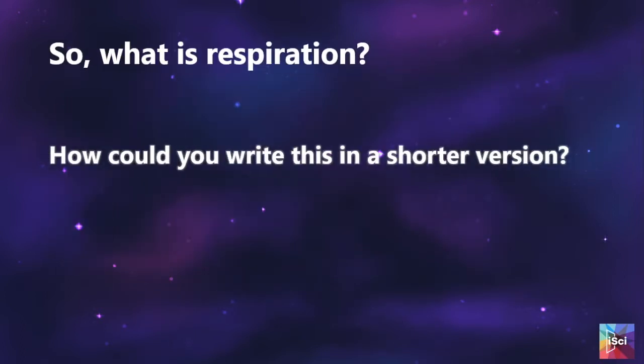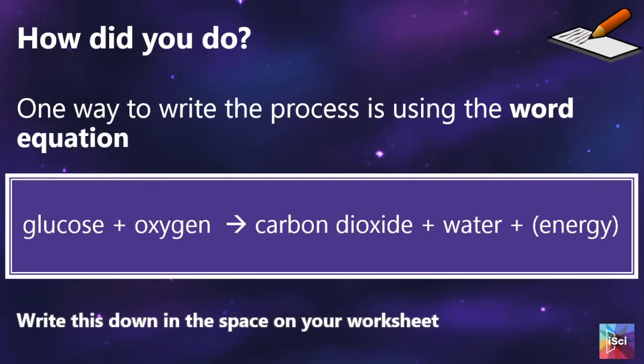So then we start to introduce how can you write these sorts of processes in a shorter version. So we start to introduce word equations. So they know that these are the things that are involved and these are the things that are produced by the mitochondria. And this is a nice short version of writing down everything that happens in respiration.